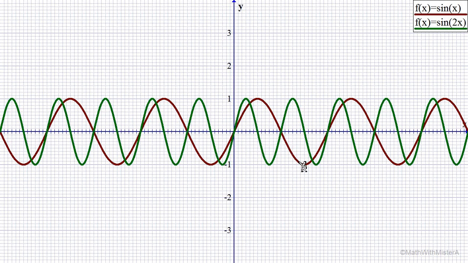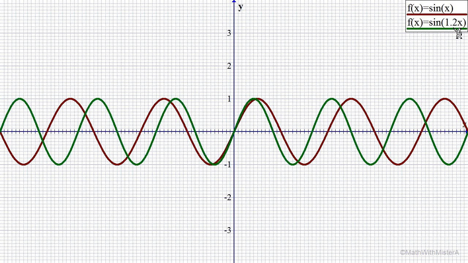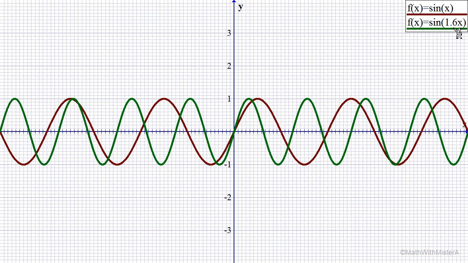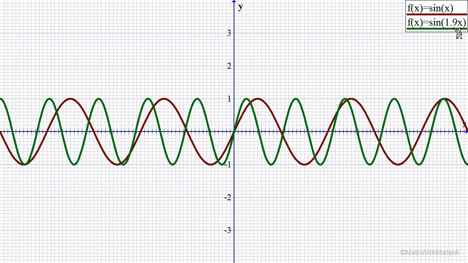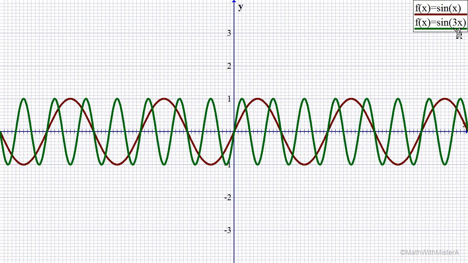Here in maroon, we've got the base function sine of x, and in green, sine of 2x. Now we're on to this idea that it's doing some sort of horizontal compress, but we can see it a little bit more clearly. I'm going to go back and just look at 1.1x, and I'll increase this factor, this coefficient of x inside the function, to 1.2, and so on. You can see that as that number increases, our graph is being compressed closer and closer to the origin. There we are at sine of 2x. Here's sine of 3x. It's compressed together even further.